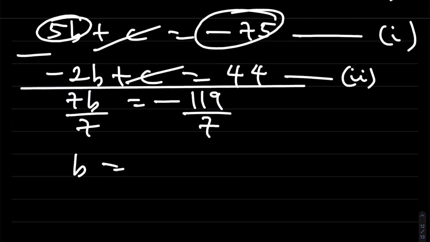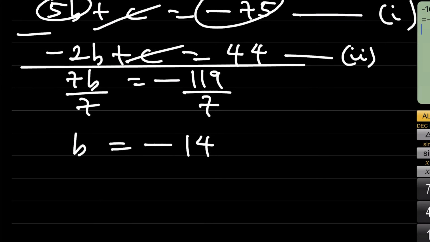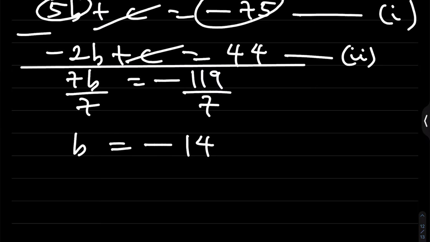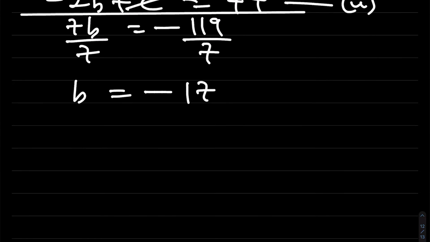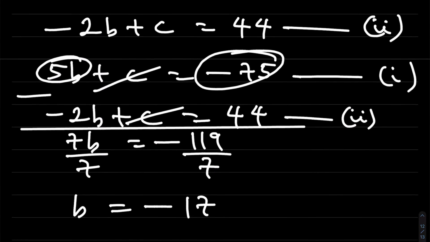And that gives us b equals minus 119 divided by 7. You can check that to be sure. Minus 119 divided by 7. Oh, that's minus 17 rather. 7 in 49 is 7. Minus 17. Now we can put b in either of the two equations to get c.